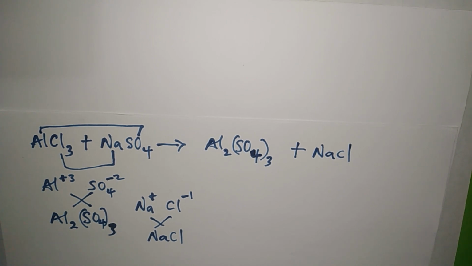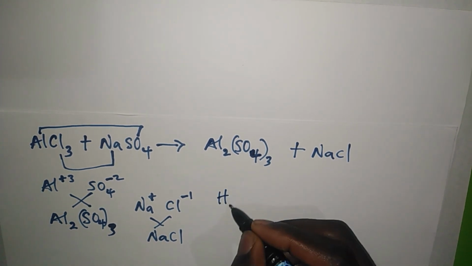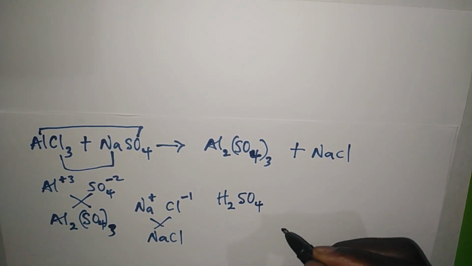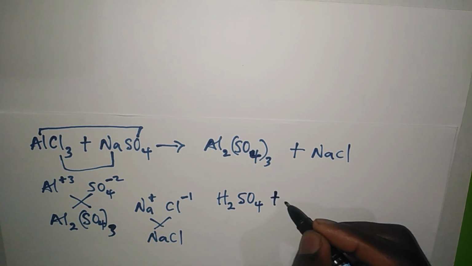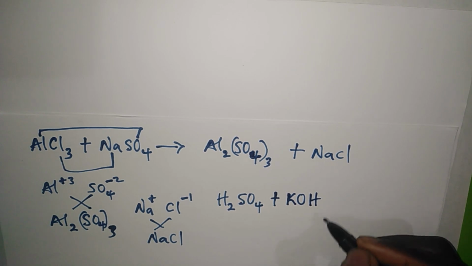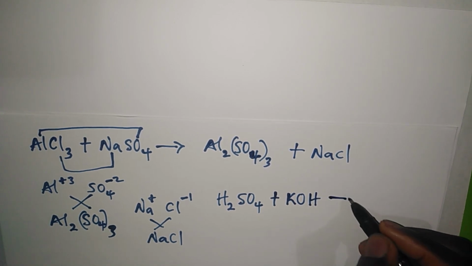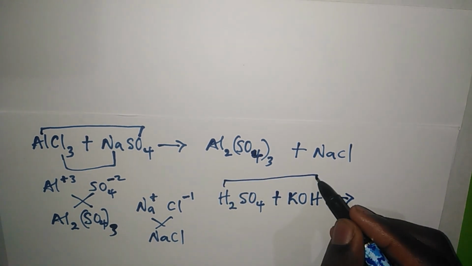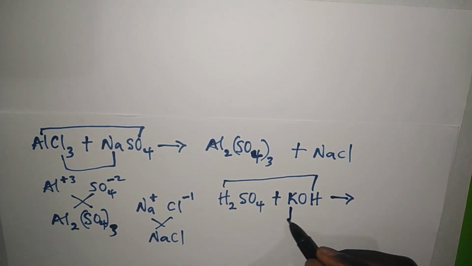So let's take another example. Let's say we have sulfuric acid, H2SO4, and now it's reacting with potassium hydroxide. Now what is the product of this reaction? Now we know that for this particular reaction, hydrogen will react with what? Hydroxide, and potassium will react with what?